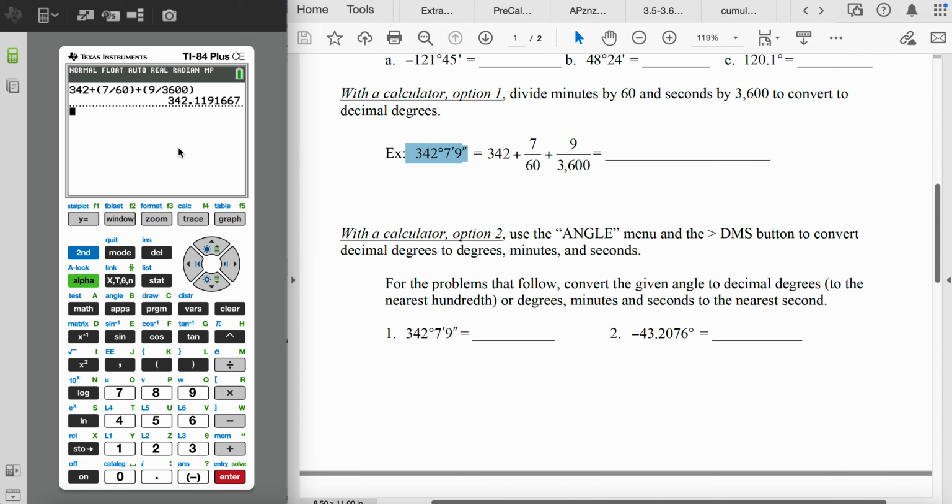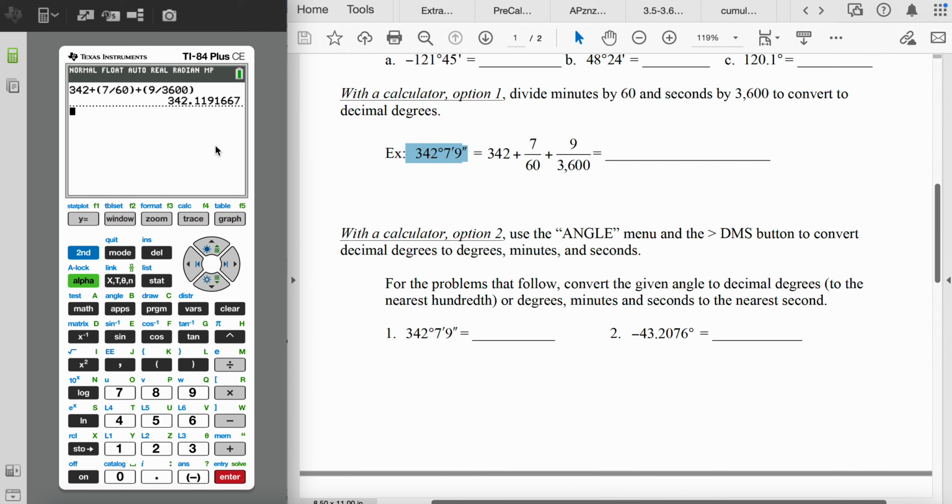So that's our first option if I want to convert, just using those fractions with the equivalent denominators, right? Minutes are 1/60th of a degree, seconds 1/60th of a minute. So we can just use those fractions.